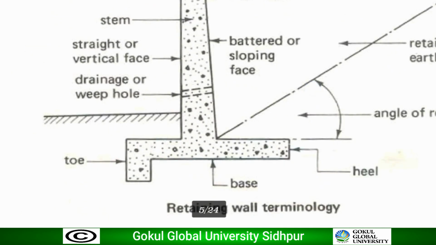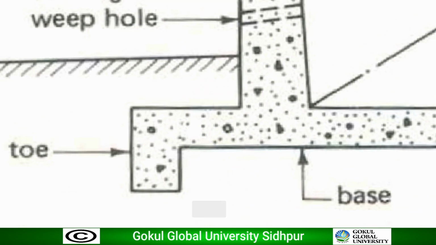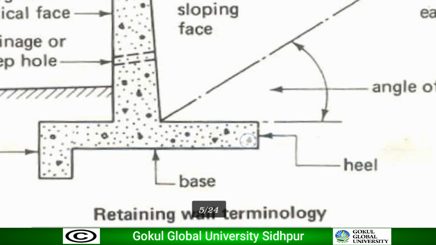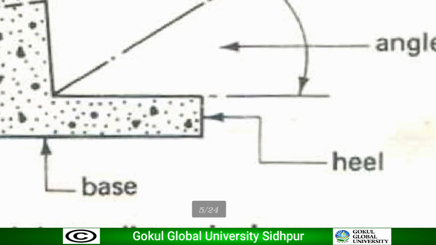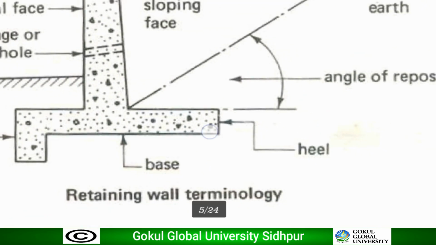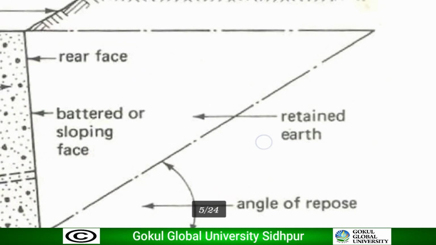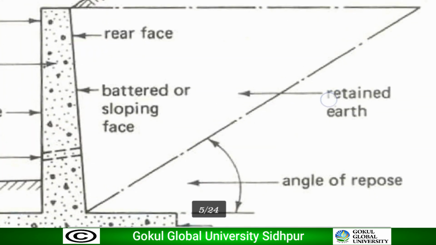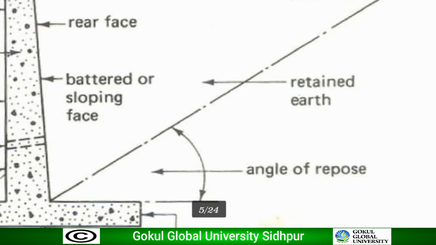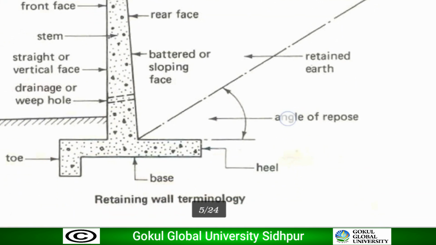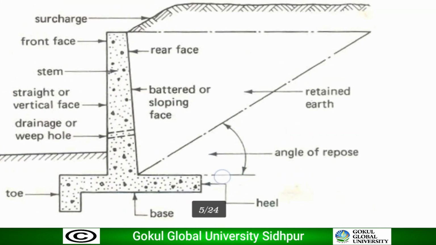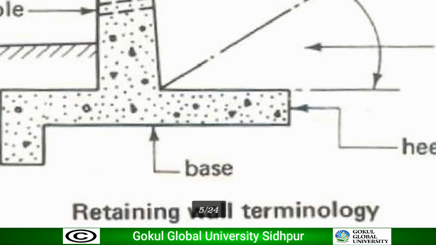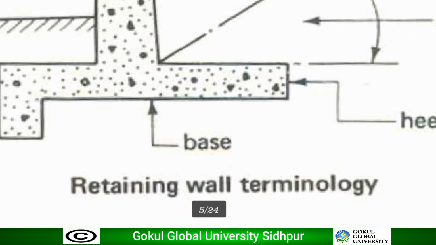Second one is toe slab. This one is the toe slab. Third one is heel slab. This one is the heel slab. Fourth one is counterfort. The arrow, the retained earth, this dotted line is shown as counterfort, in the case of a counterfort retaining wall only. And this one is the shear key, from the base of the retaining wall. That is the terminology.